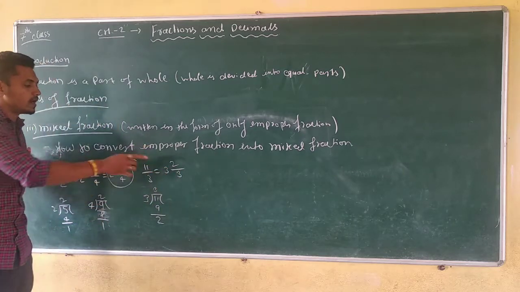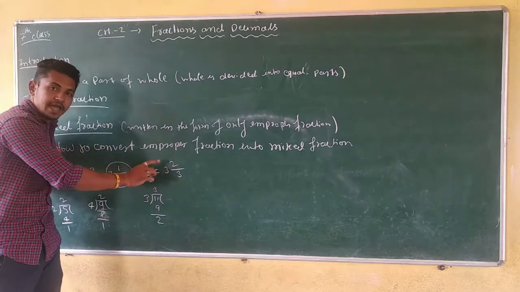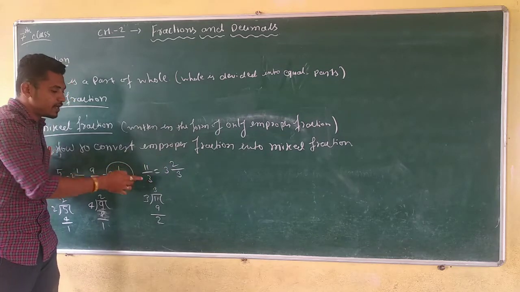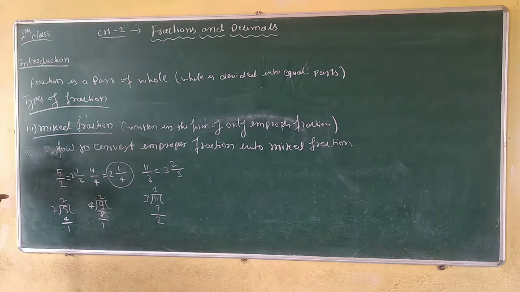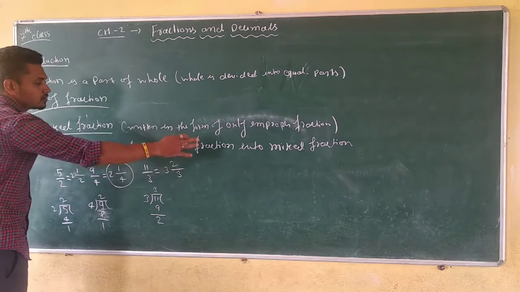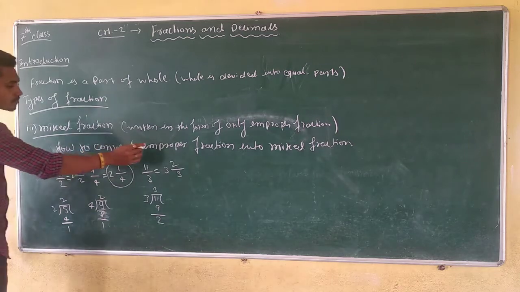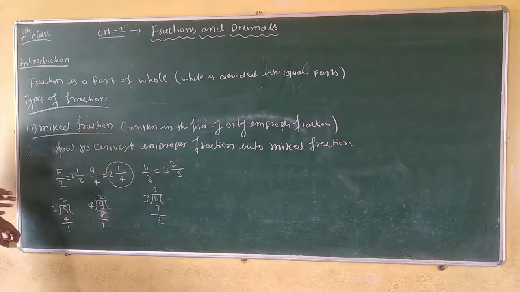So 2 divided by 3. So 3 3s are 9. 9 plus 2, 11. 11 divided by 3. Is it right? So please note down this and practice it once. Okay, take some another improper fraction example.